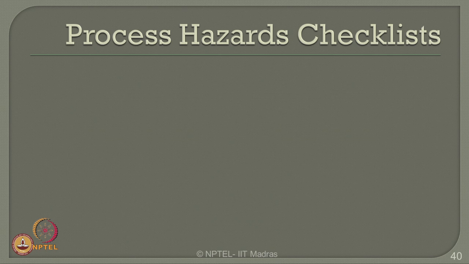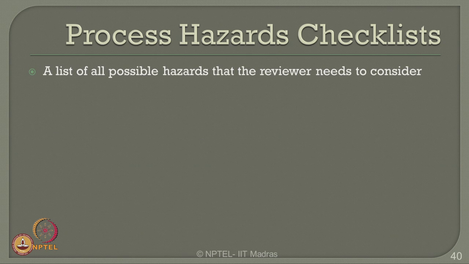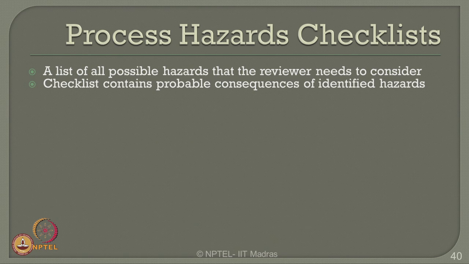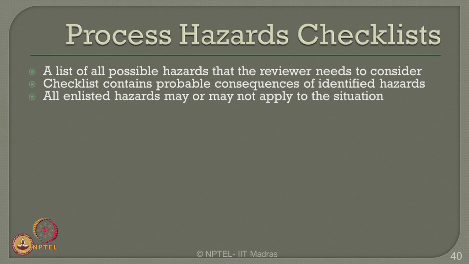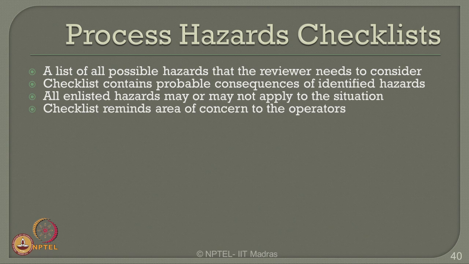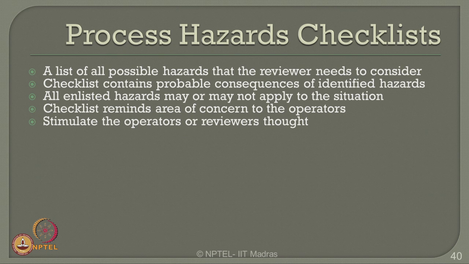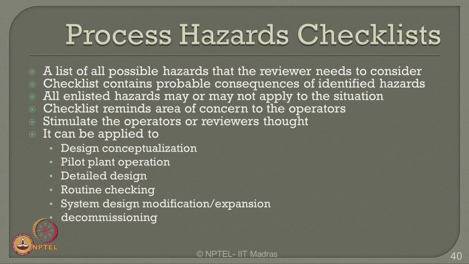We can also do a process hazard checklist, which is helpful. It is actually a list of all possible hazards that a reviewer needs to consider. The checklist contains probable consequences of identified hazards. All enlisted hazards may or may not apply to the situation. However, the checklist should remain an area of concern to the operators. It should stimulate the operators' or reviewers' thought process very carefully. It can be applied to design conceptualization, pilot plant operation, the detailed design stage, and routine checking itself. It can also enter into system design modification and expansion stages. It is most importantly applied in the decommissioning stages.